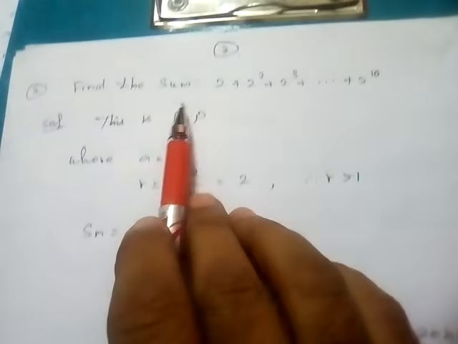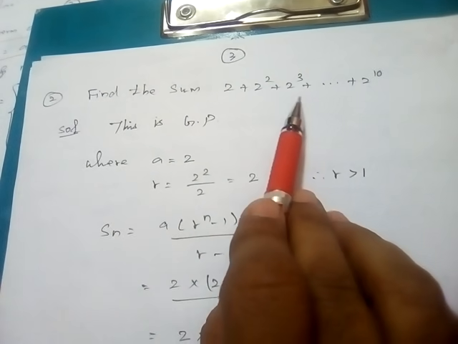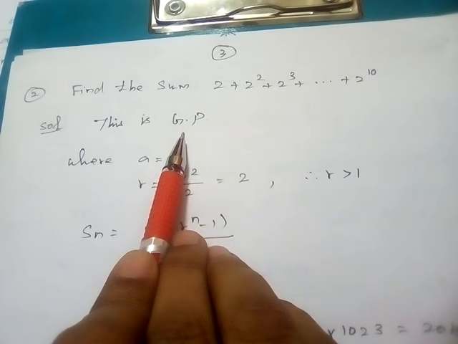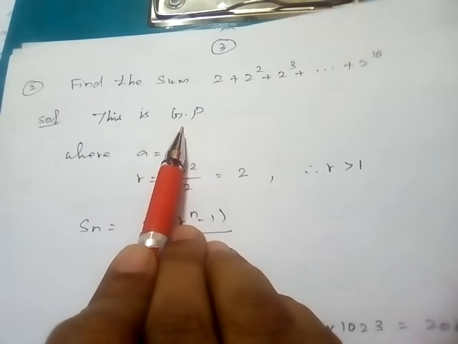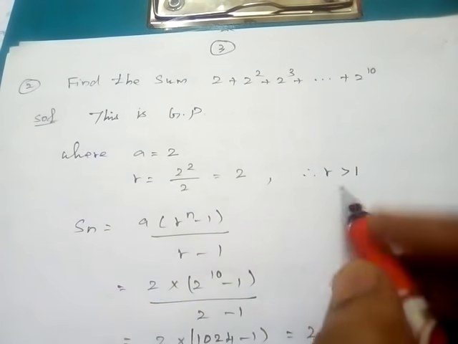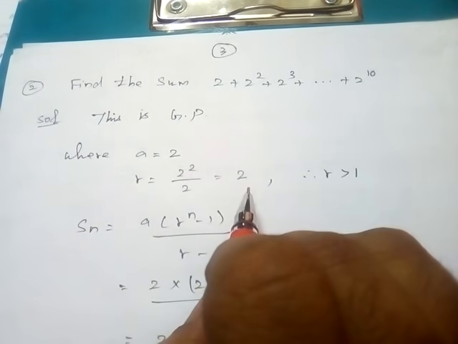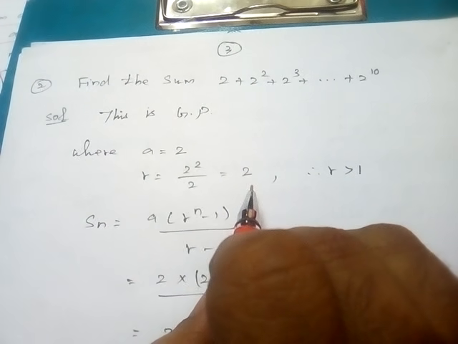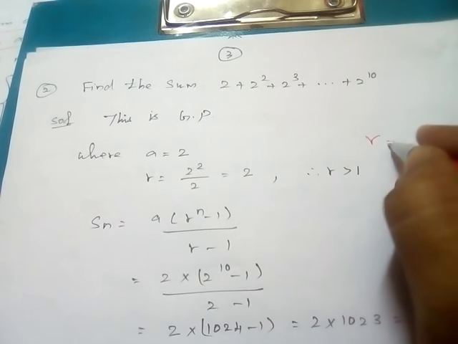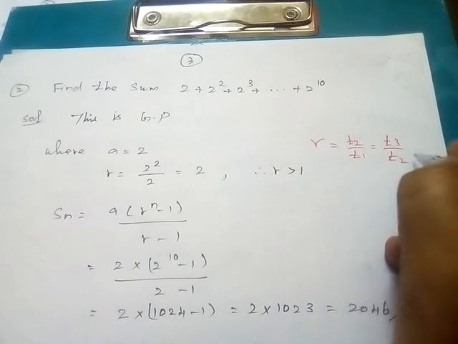Next problem: find the sum of the terms 2 square, 2 cube, plus etc. up to 2 power 10. So this is in the form of multiplication, that is, geometric progression, because the first term is a, and the ratio is the second term divided by the first term, the ratio between successive terms. The ratio of successive terms is denoted by r. This is equal to t2 by t1, and this is also equal to t3 by t2. These are the common ratio.